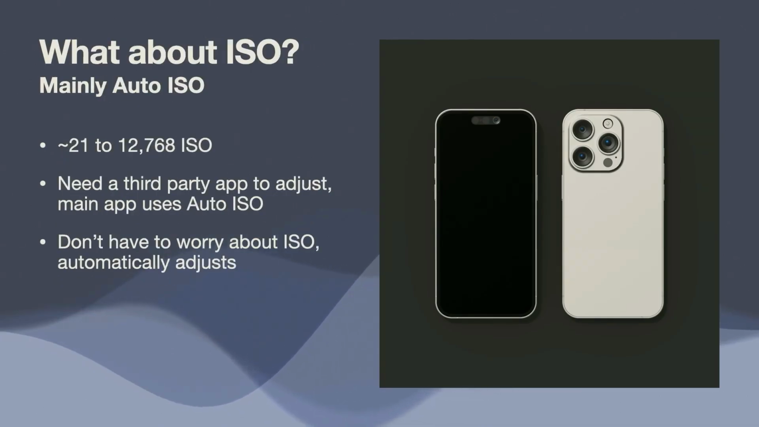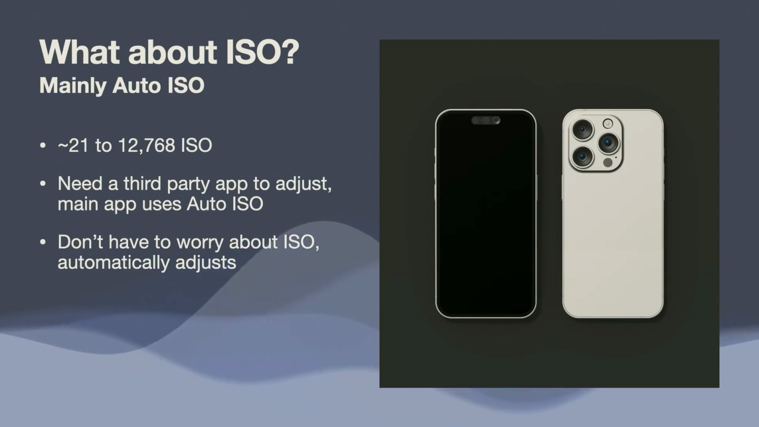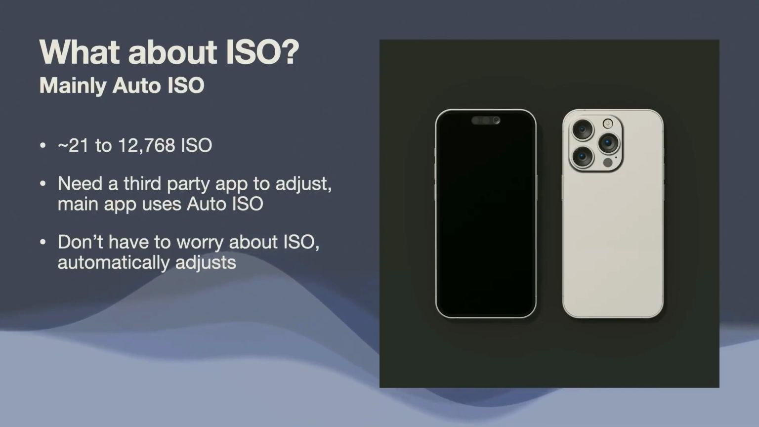And then ISO. Again, this is one where it ranges all the way up. We do need a third-party app to adjust ISO because the main camera will just automatically adjust it. It's going to auto ISO it. And for night shots, it's going to start raising that ISO, which us as photographers, we get very nervous and we're like, oh my gosh, don't raise my ISO. I want to shoot at 100. I want to shoot at the base ISO.